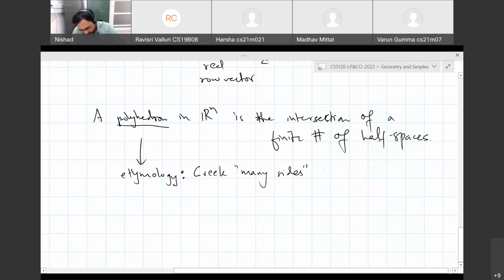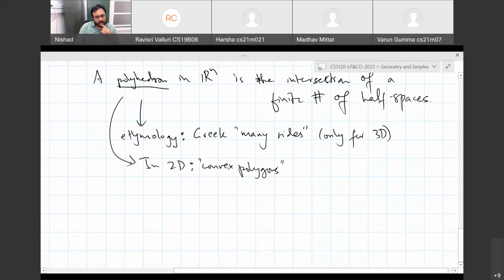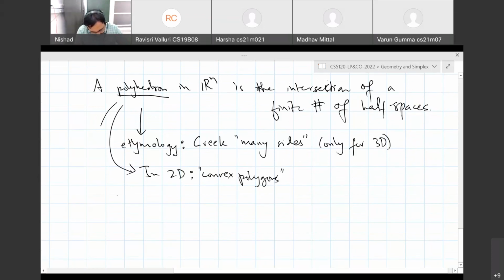Generally they refer to only 3D objects as polyhedron, but we are going to be considering it in Rn. Why not? And in 2D, this is the same as a polygon. You have definitely heard of polygons, and in 2D, this is basically convex polygons. And just to be clear, the plural of polyhedron is not polyhedrons, it's polyhedra.